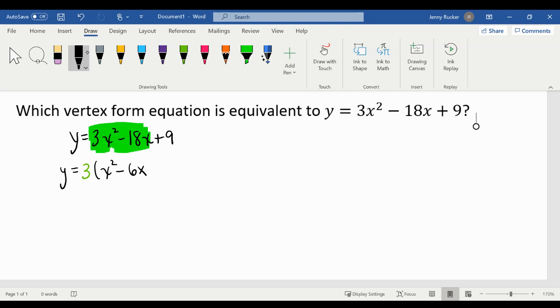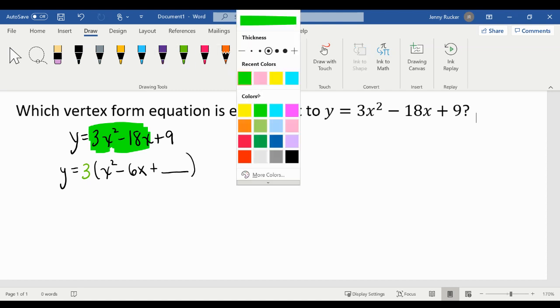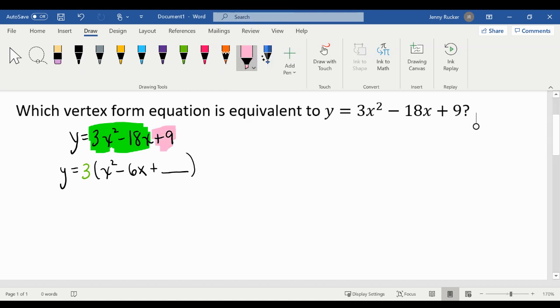Now we're going to try to complete a square. So I'm going to add some value of blocks right here. And I'm going to take this plus 9 that we had, and I'm just going to move that down and set it aside for a minute. And whatever I add inside this parentheses, I'm going to have to subtract that same value in order to maintain equivalence with my original equation.